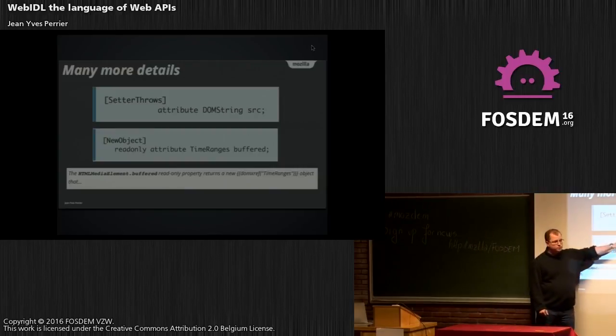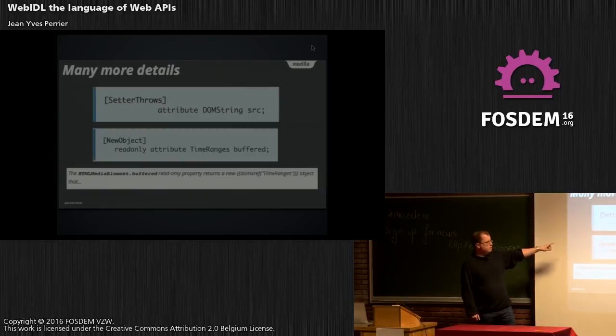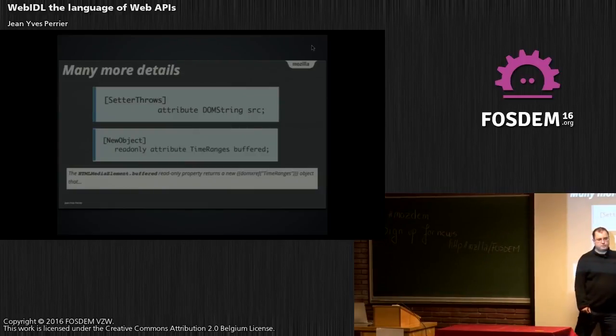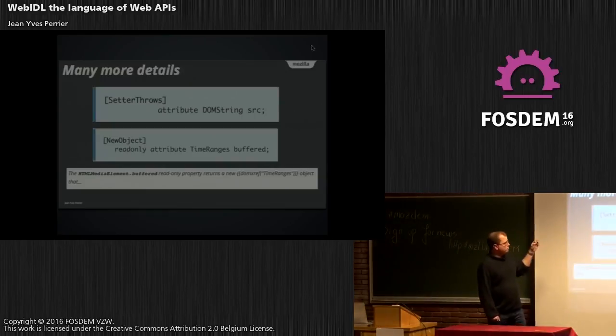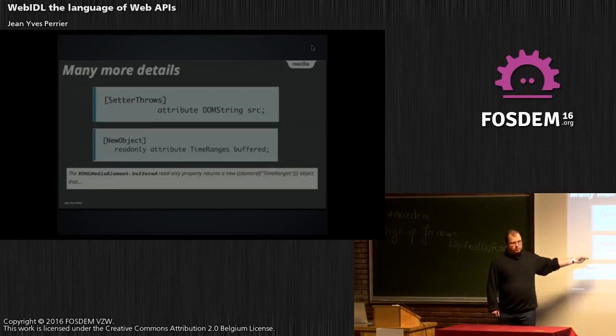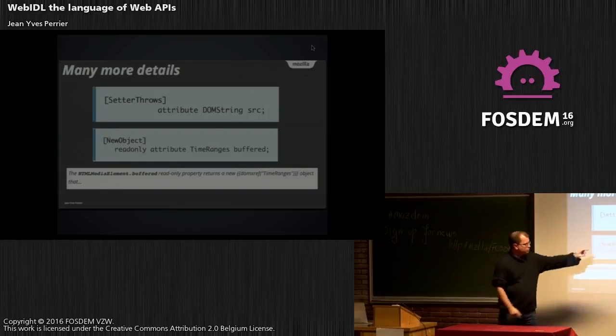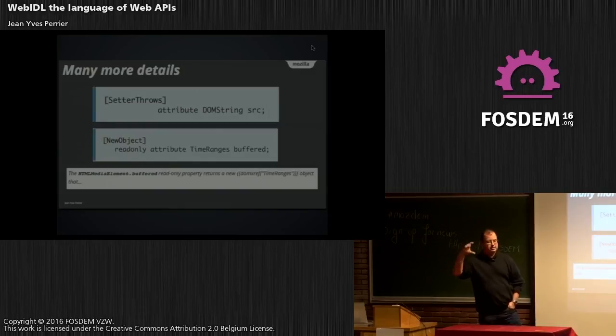Other things, like new object, for example here. This says that buffered, each time it is called, returns a new TimeRanges object, a different one each time. So if you, in your JavaScript program, call it 5 times in a row, you get 5 completely independent TimeRanges objects. This is used in a case like this one, where you want to know what has been loaded in my video that I will play. So I can use a buffer and I know exactly what is buffered at this exact moment of time.